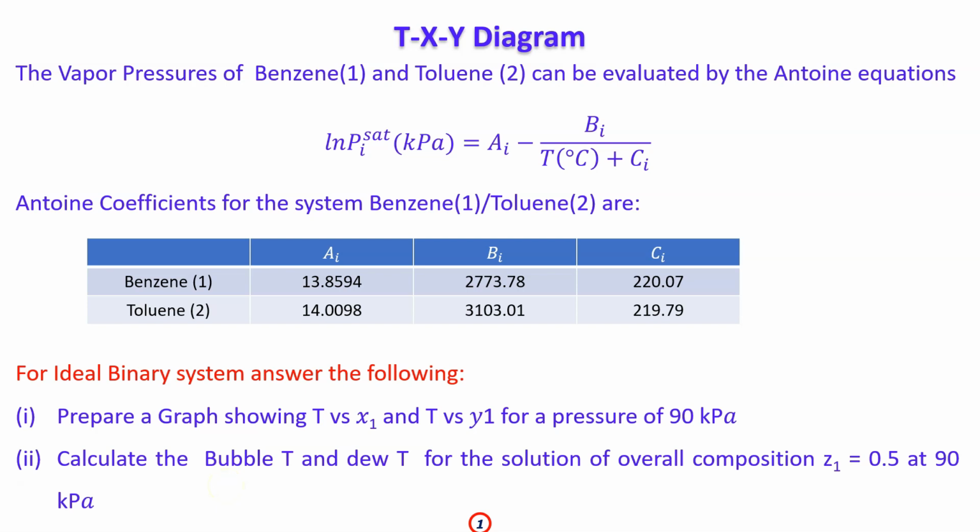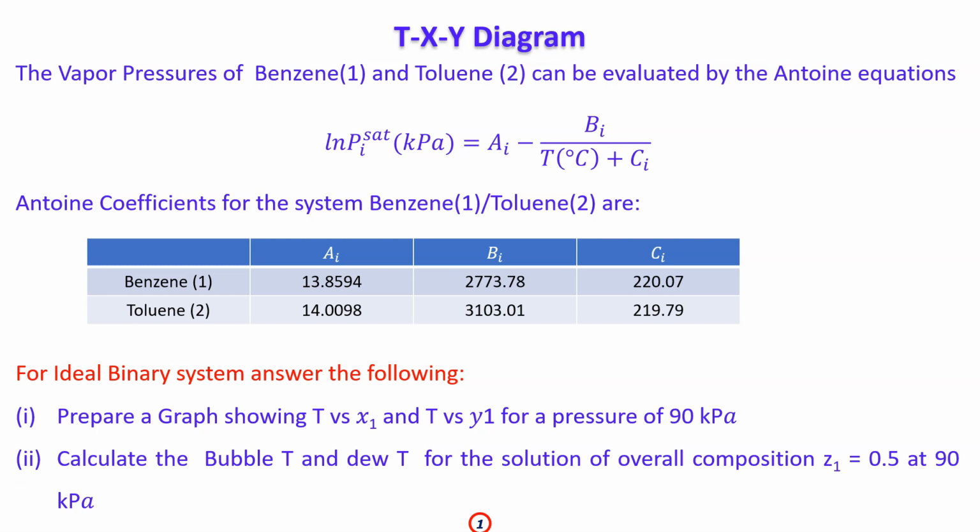Today I am going to talk about the TXY diagram. Now here is the numerical exercise. The vapor pressure of benzene (component 1) and toluene (component 2) can be evaluated by the Antoine equation. The Antoine equation is given as ln Pi saturated, in kilopascal, is equal to Ai minus Bi over T in degrees centigrade plus Ci.